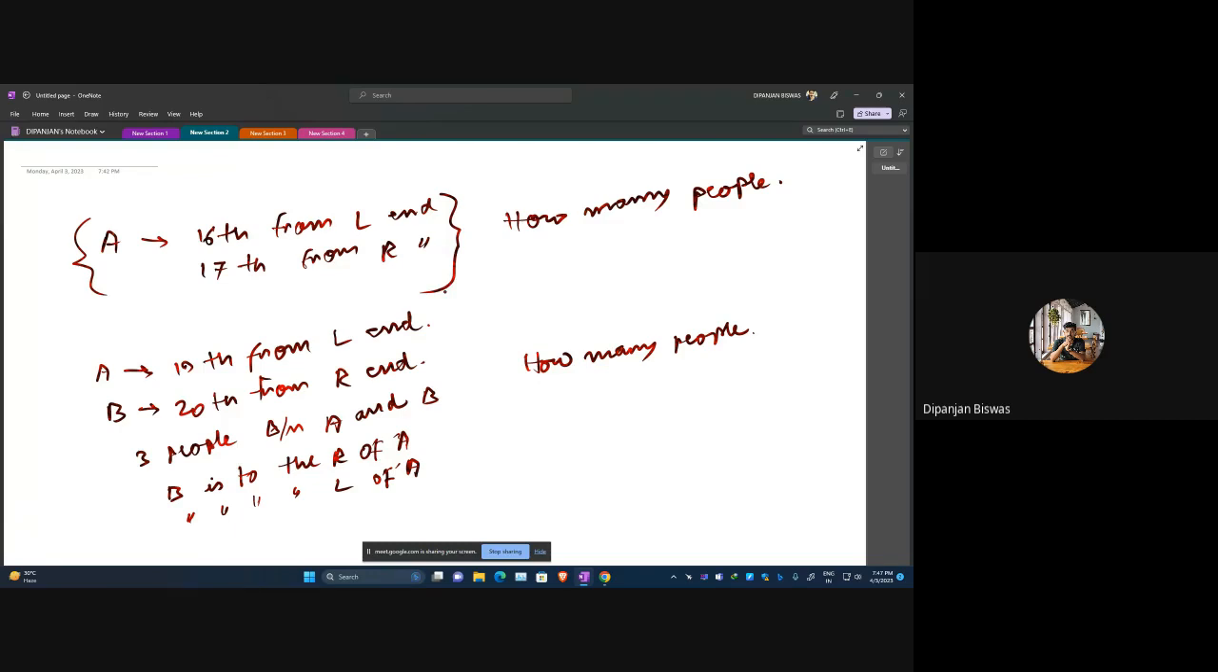You're given in a question, take some person, that is A, who is 16th from the left end. I'm writing L for left and R for right. So A is 16th from the left end and 17th from the right end, and you are asked how many people are sitting in the seating arrangement. Can anybody answer this question? These are the most basic ones. It is said that L is 16th from the left end of the row and 17th from the right end. How many people are sitting in the row?